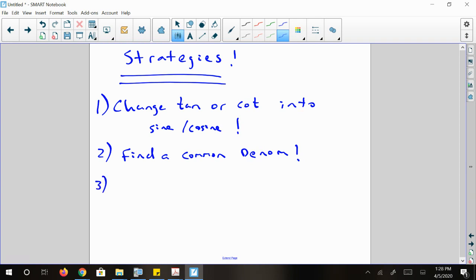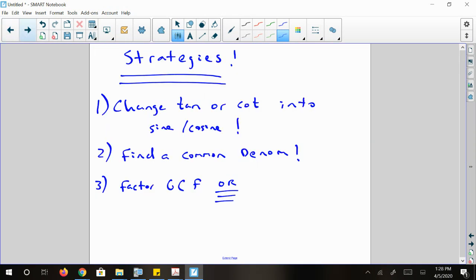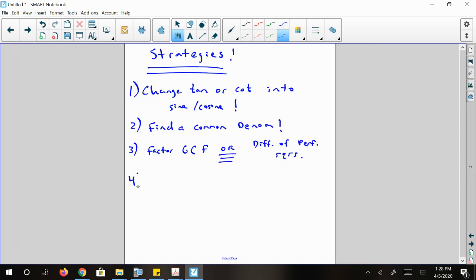Another strategy that you might use a lot: if you see that 2 terms have something in common, factor out the GCF. Or, if it helps you, like we saw in the previous problem, go ahead and factor a difference of perfect squares. I'm not saying that you need to do that all the time, but if it's helpful, and that takes some analysis on your part, go ahead and do it.